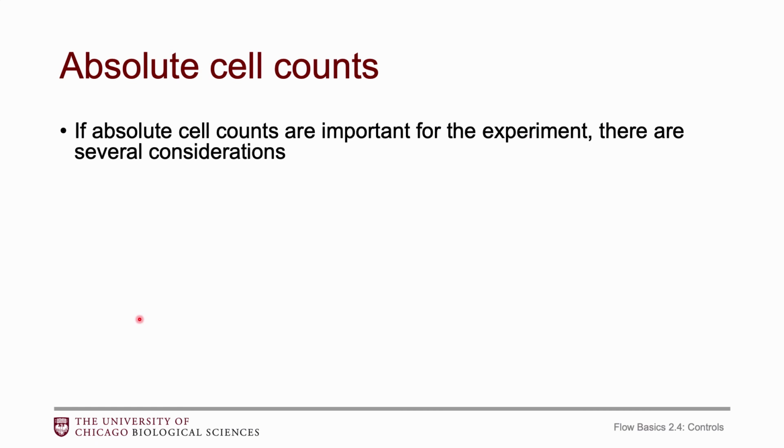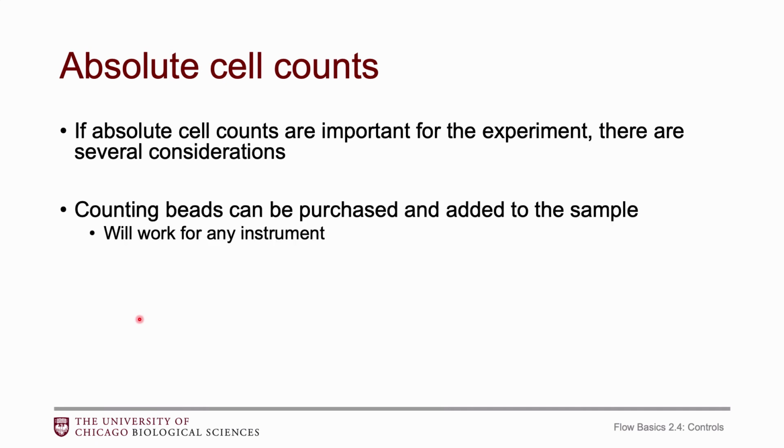And finally, this isn't really a control, but since this is on the topic of experimental design, you might need to think about absolute cell counts if that's something that is useful for your experiment. Now, there are two ways to get cell counts. The first way to get absolute cell counts is to add counting beads to your sample. You would have to purchase those, and you can get that method to work on pretty much any instrument in our facility.